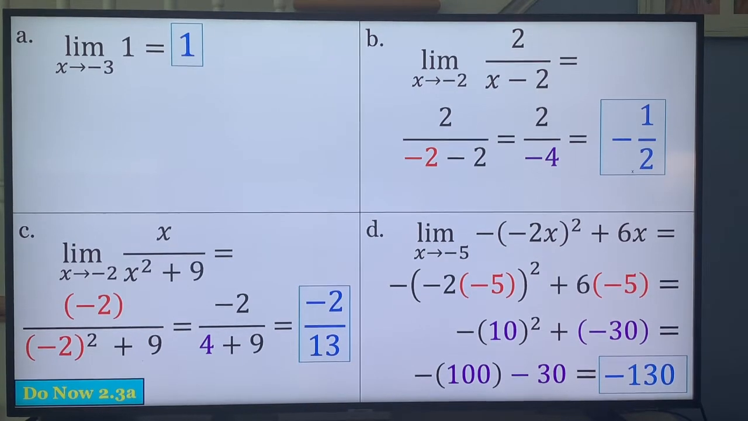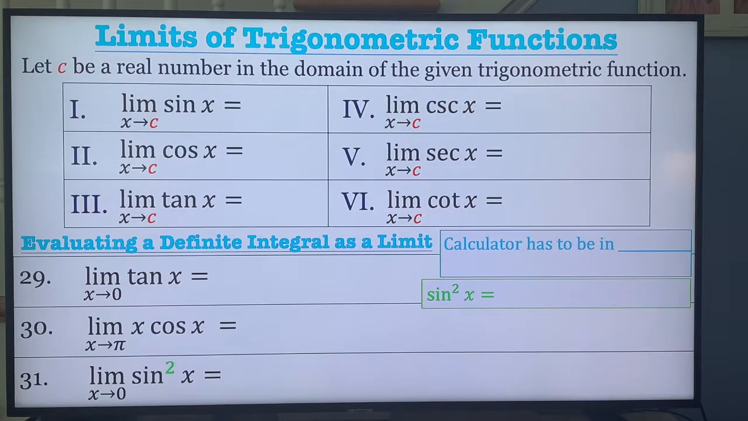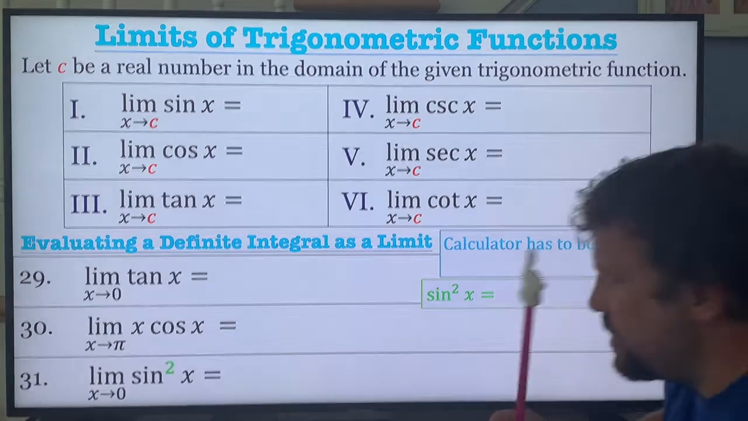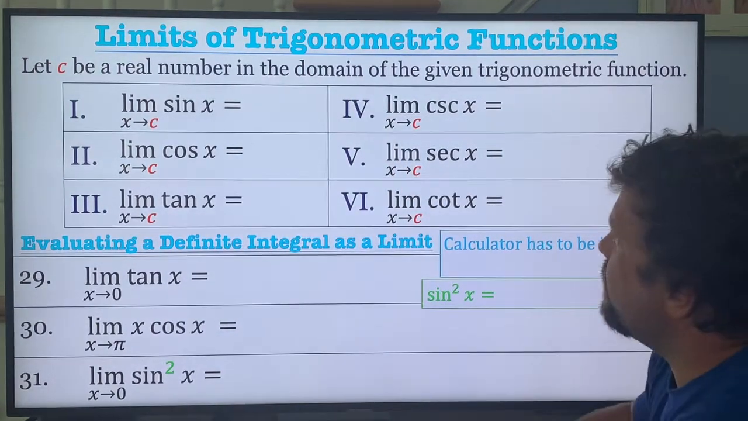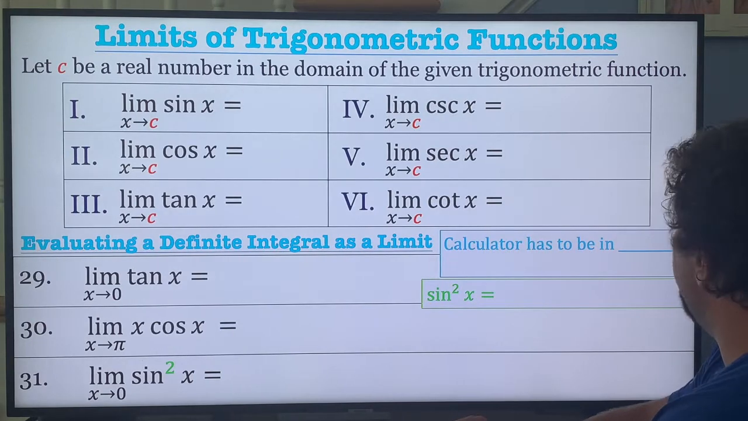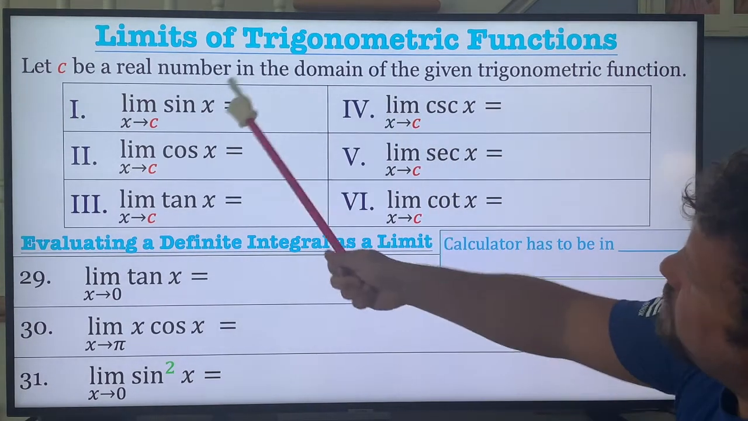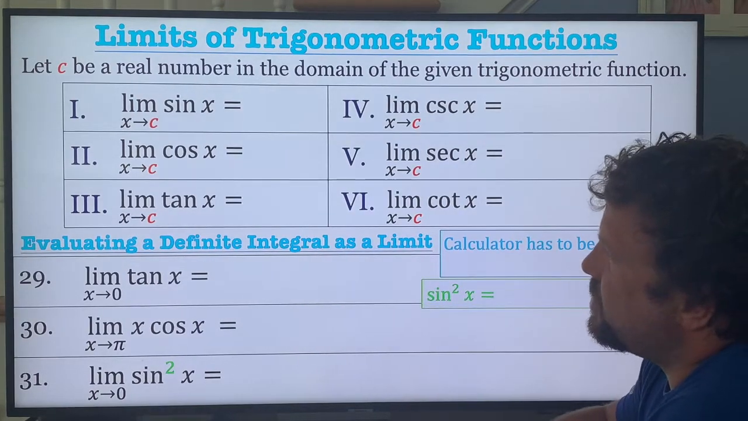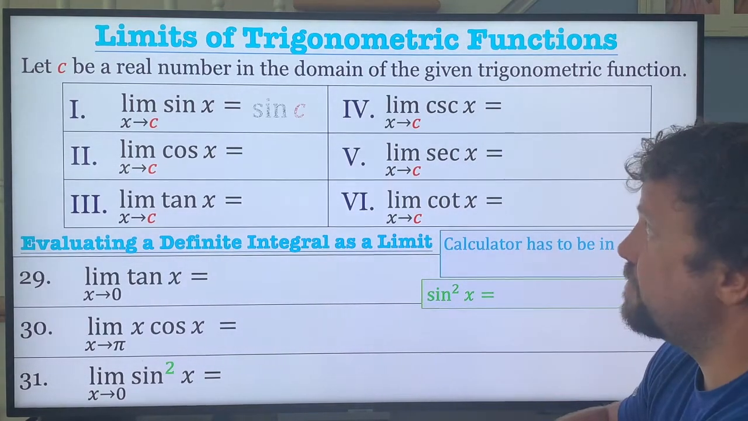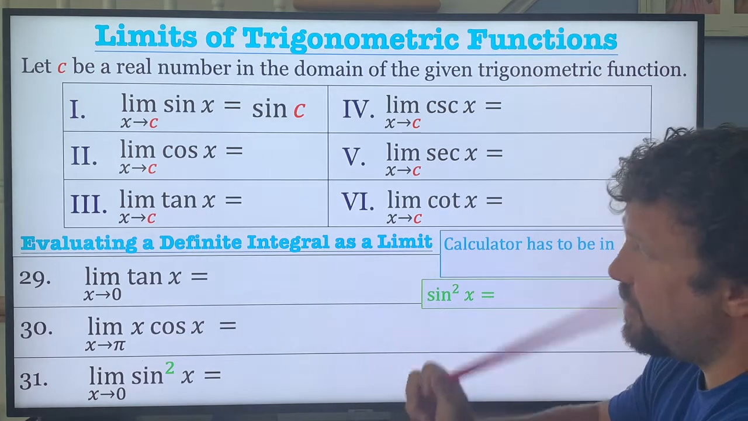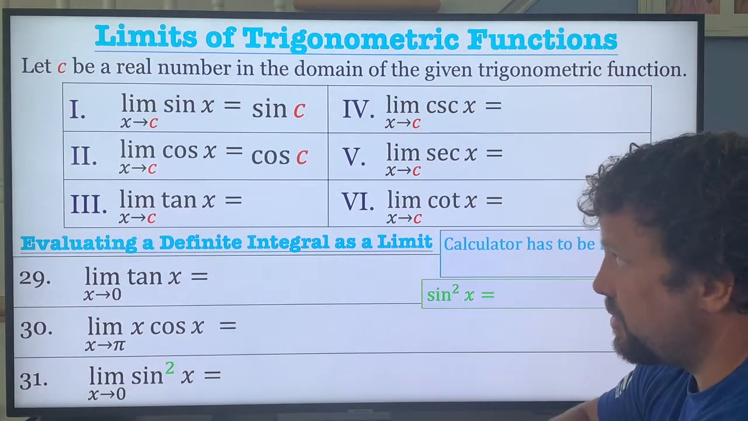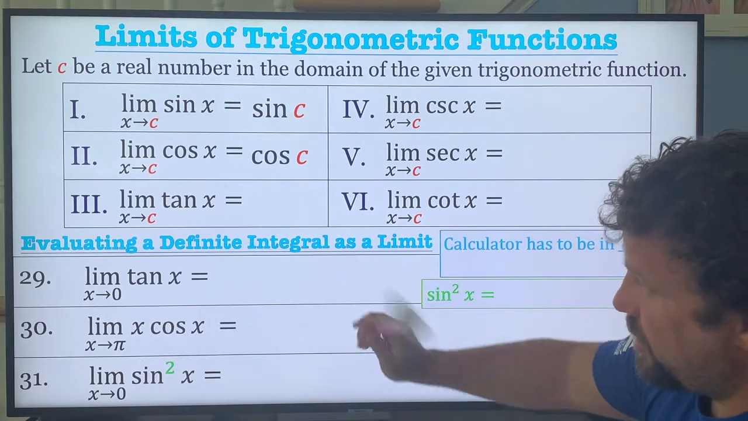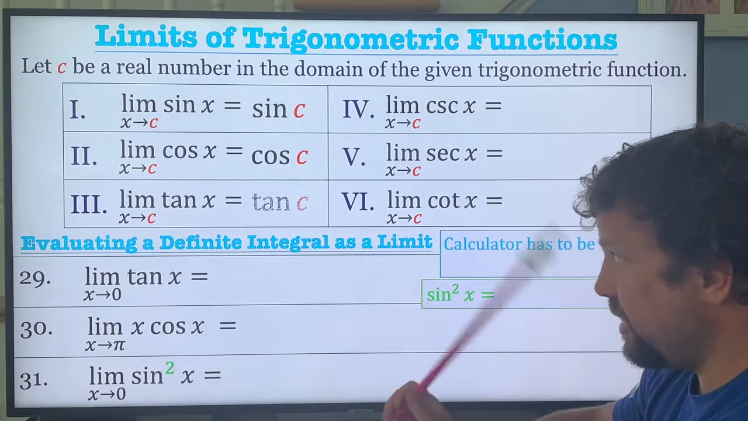All right, moving on. The limits of trig functions. Let c be a real number in the domain of the given trigonometric function. The limit of sine x as x approaches c. What do you think that is? Sine c. The limit as x approaches c of cosine x equals cosine c. You just plug them in. Limit of tan x as x approaches c, tan c.